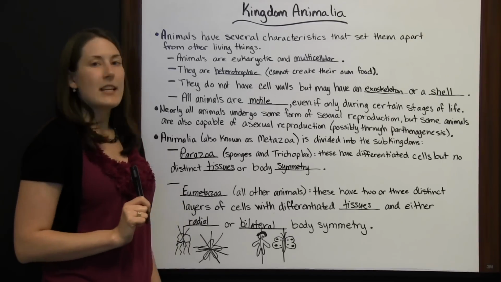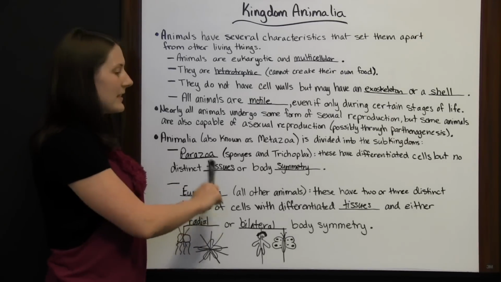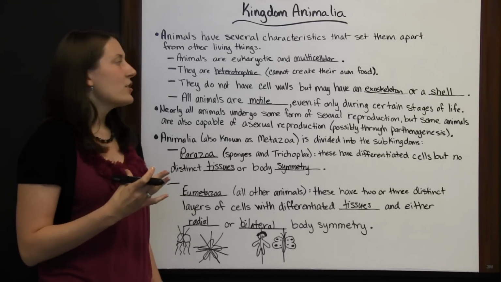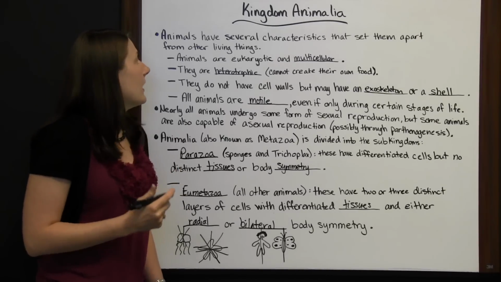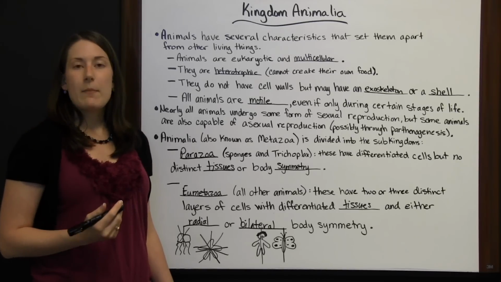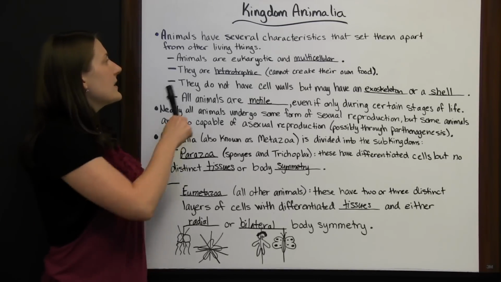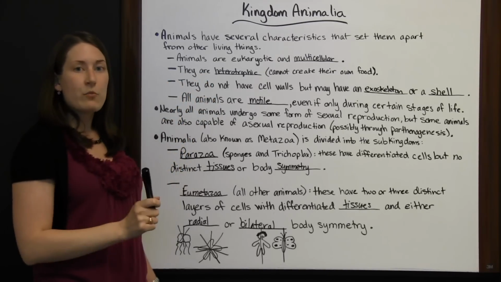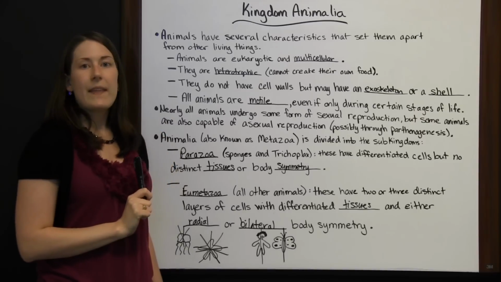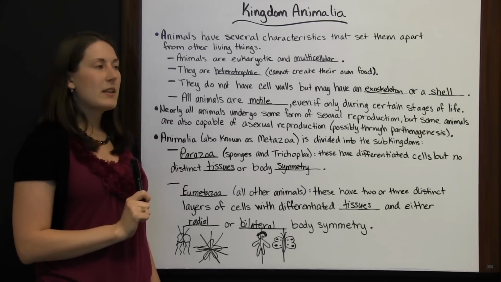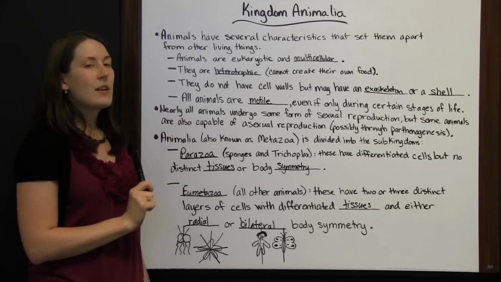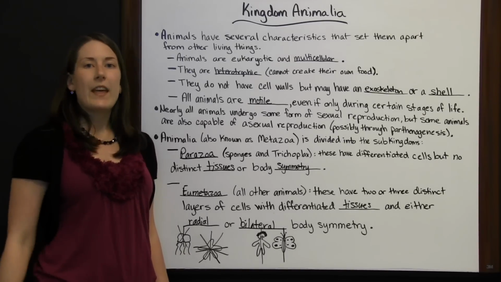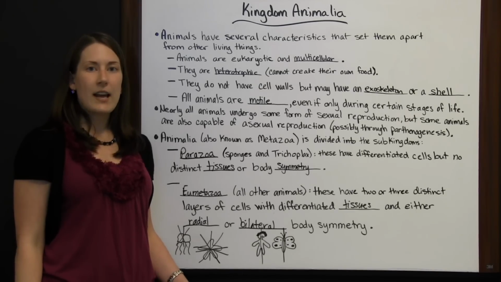Remember, the parazoa is not going to have any kind of body symmetry because it doesn't have distinct tissues and it is not going to have a distinct body shape every time. It's going to be different. So whenever you are thinking about kingdom Animalia, remember these certain characteristics that set them apart. They're eukaryotic and multicellular, made of more than one cell. They are heterotrophic. They cannot make their own food and must receive nourishment from other sources. They do not have cell walls, but may have an exoskeleton or a shell. And all animals are motile. They are able to move, at least at some stage in their life.